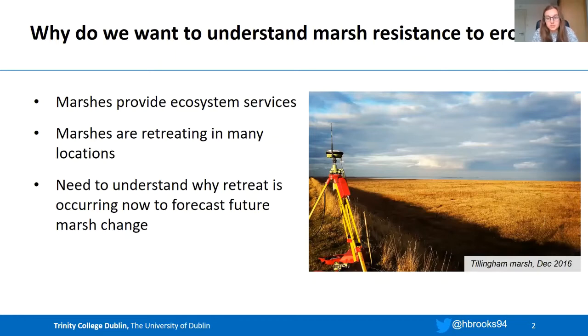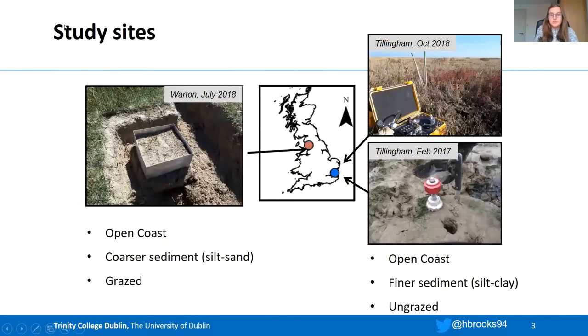So knowing why this retreat is occurring in some places and not others is really important if we want to understand how the provision of these ecosystem services is going to change in the future. So this work focused on 2 sites within the UK.